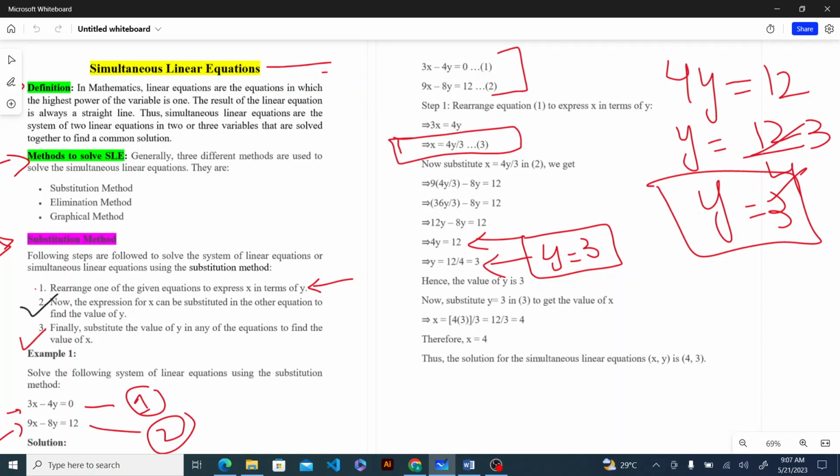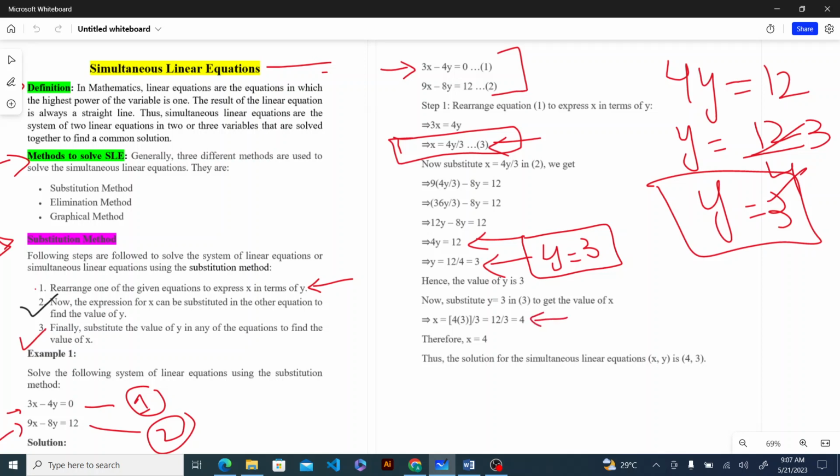Eventually this is equation number 1. Because we already rearranged it to find the value of x, now we have to find the value of x, so we are using equation number 3. x is equal to 4y upon 3.